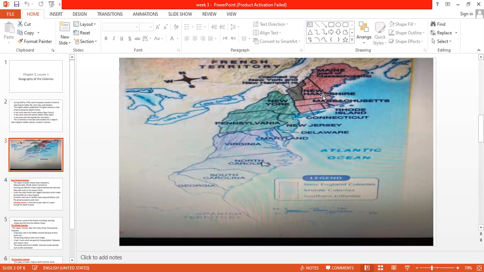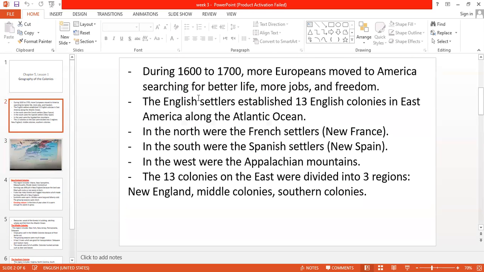Okay, the northern colonies are called the New England colonies, and this in the middle is called the middle colonies, and what's in the south here is called the southern colonies. So England took all the land here along the Atlantic Ocean and divided it into three regions. So look here, England sent settlers and established 13 English colonies in the east along the Atlantic Ocean.